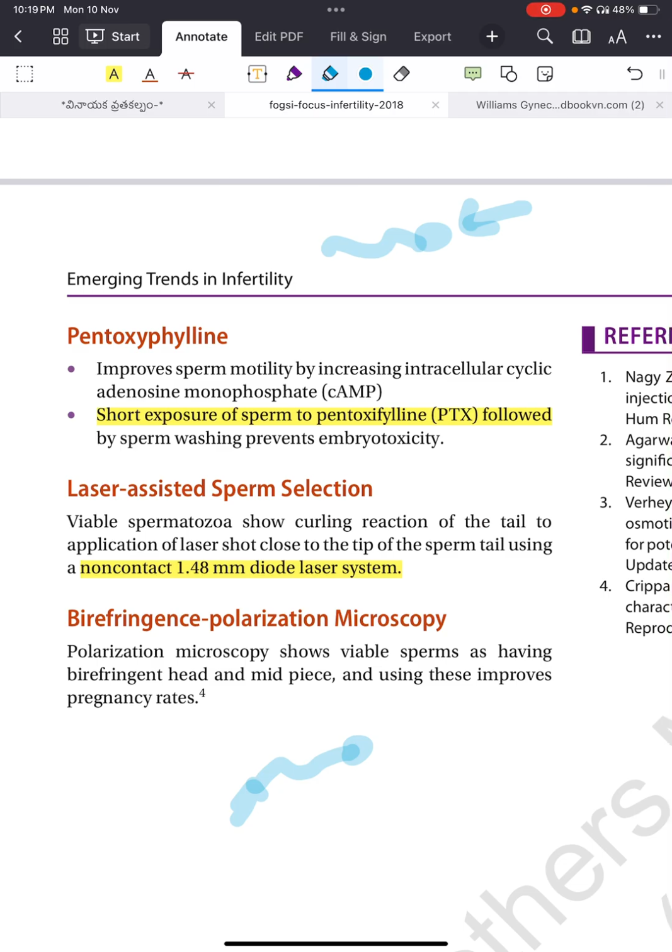It is a non-contact 1.48 µm diode laser. Next is birefringence polarization microscopy. Polarization microscopy shows viable sperms as having a birefringent head and midpiece, and using these improves the outcome. If you see that birefringence, that means good sperms. If you select those, then there is a good pregnancy rate.